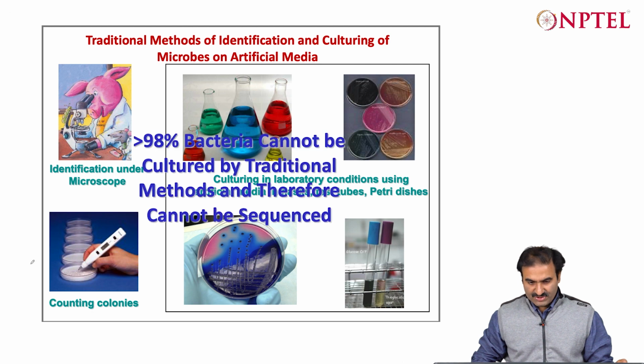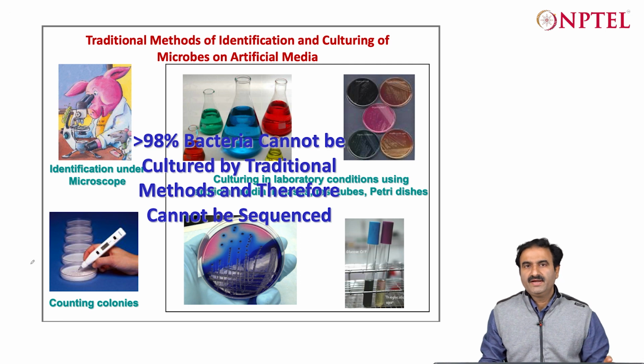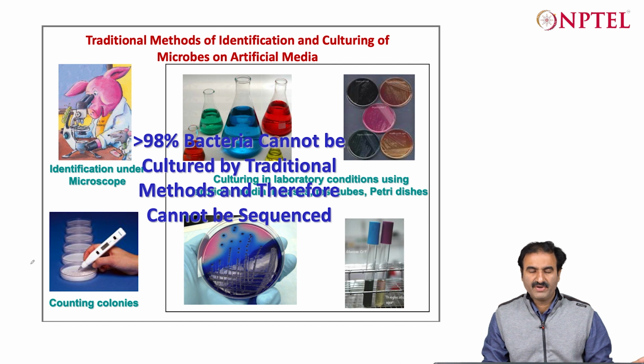But the issue with this is that 98% of bacteria cannot be cultured. So if they cannot be cultured, we cannot technically get their genetic information, right? We need a sufficient amount of DNA for sequencing, and that is why culturing is a very important approach. But since we cannot culture the majority of them, there is another way that has emerged, that is metagenomics, which can take care of this.